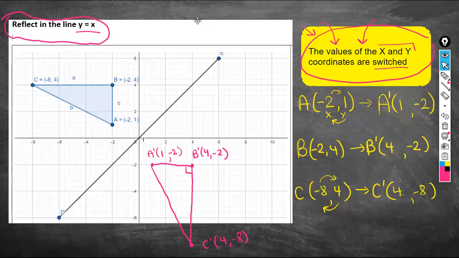Right, so the first thing we're going to do is a reflection in the line y equals x. And these here are the instructions. All you need to do is switch the values of x and y. The x jumps into the y position and the y jumps into the other position. So this is the answer for the first question.